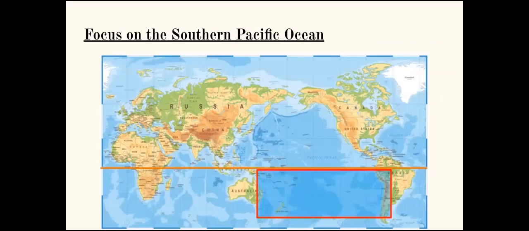Now, when you're thinking about El Nino and La Nina, you want to focus on the Pacific Ocean, but especially the southern Pacific Ocean down here. You want to focus on South America over here and all the countries that are in this area, as well as Australia, Indonesia, and even the Philippines and other parts of Asia over here.